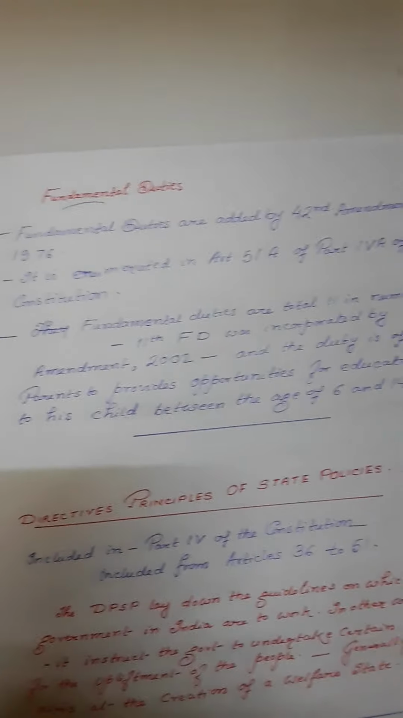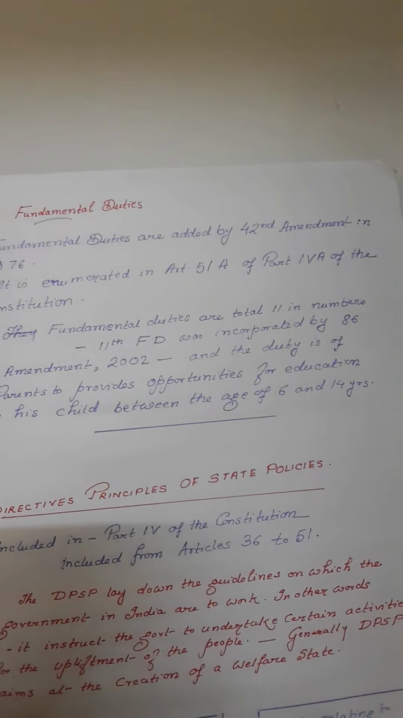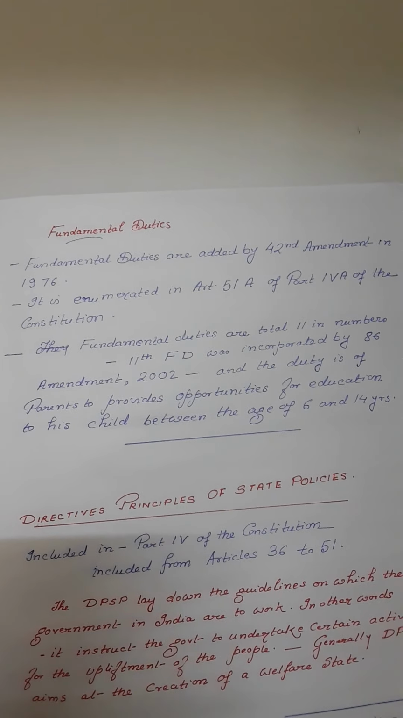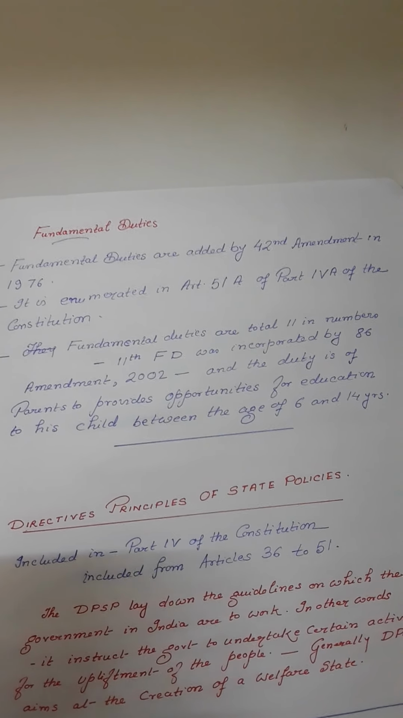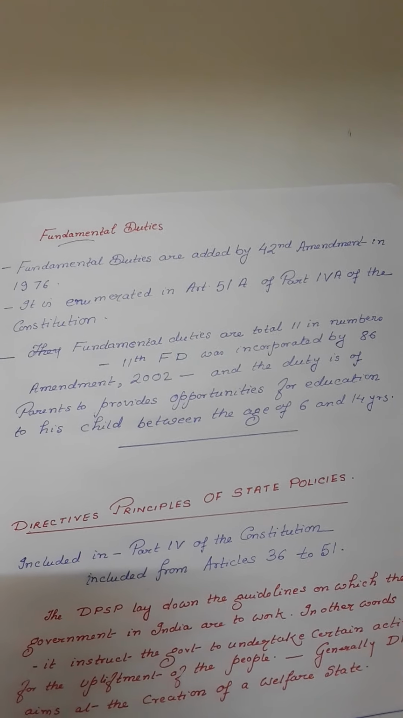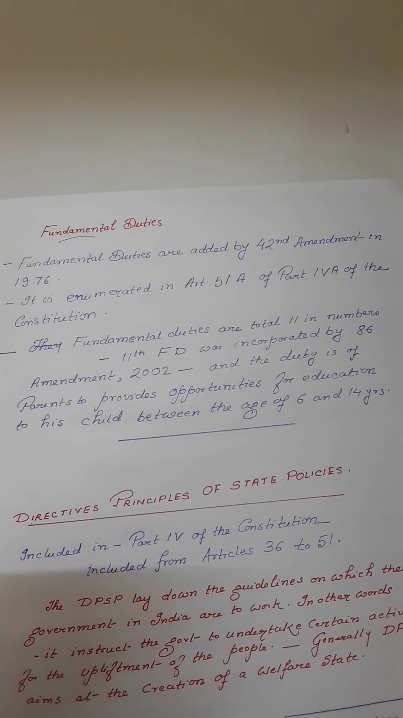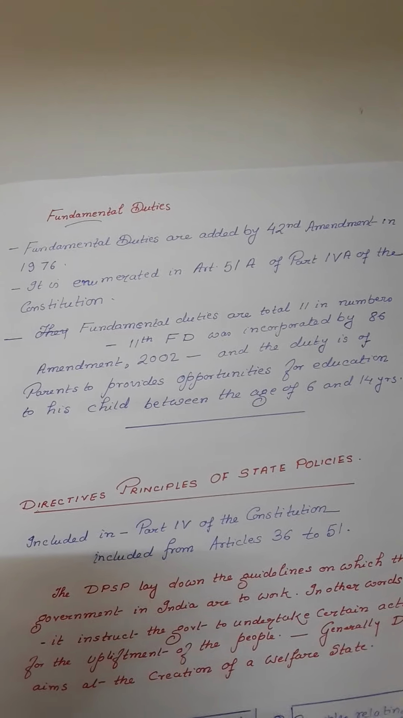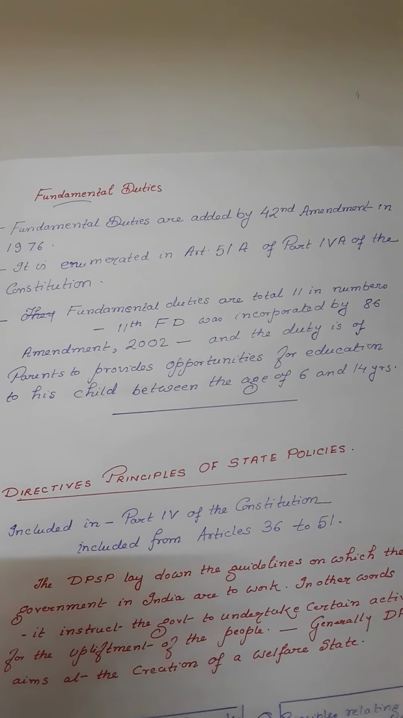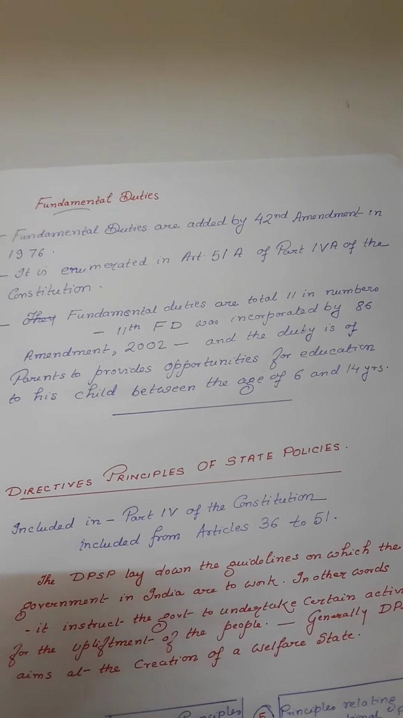And the last thing you need to know is about fundamental duties. Now fundamental duties were added by the 42nd Amendment in 1976. Okay, now they are enumerated in Article 51A of Part 4A. Now mind it, fundamental rights are in Part 3 of the Constitution and fundamental duties are in Part 4A. Clear? Fundamental duties are 11 in number.